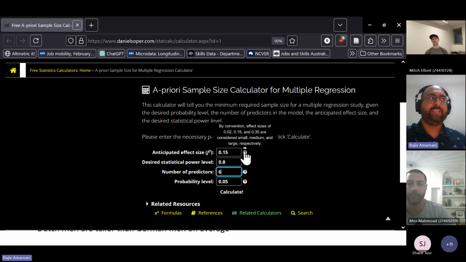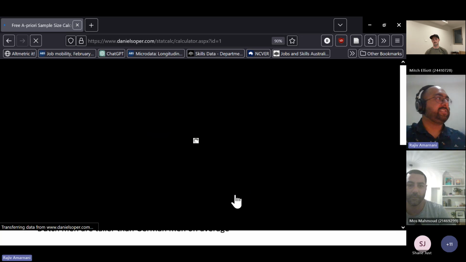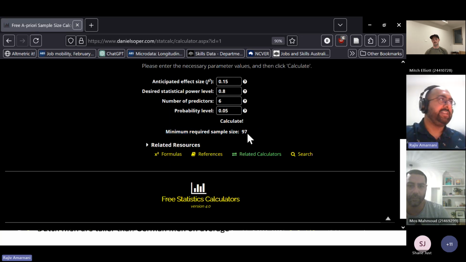Medium. Okay, let's stick to medium. Let's calculate. Let's run this. It tells us that the minimum required sample size, if we want the medium effect, is 97. So with our sample, we actually don't have enough power to find effects.